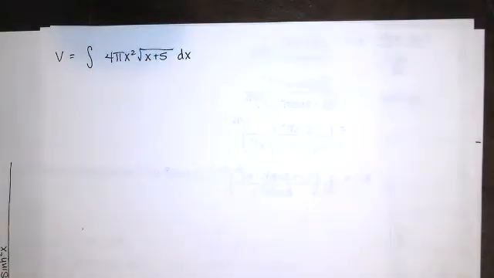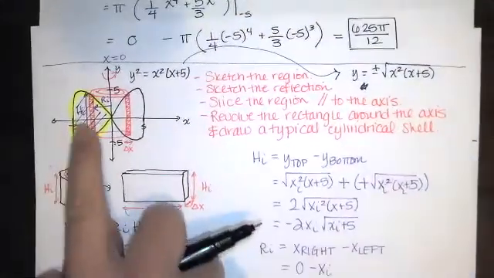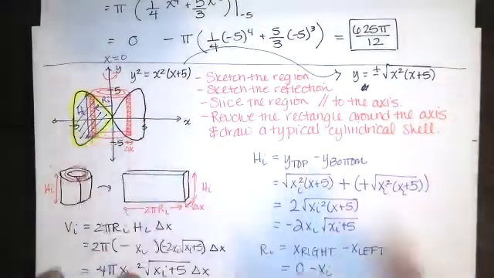So that's the integral of 4 pi times x squared times the square root of x plus 5 with respect to x. And remember what our region looks like. The region looks like this. So x ranged from -5 to 0. So those are our bounds.